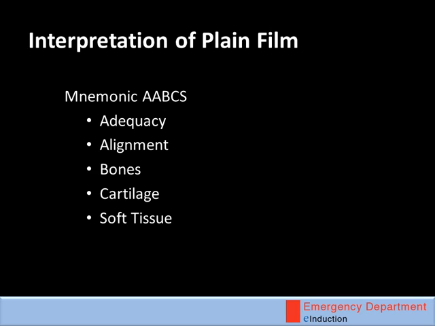Whenever I approach X-rays, I always like to have a system in the back of my mind. With C-spine images in particular, if you don't have a methodical approach, then you'll miss subtle findings which can have serious consequences. I like to use an AABCS approach. That's adequacy, alignment, bones, cartilage and soft tissues. This can be used to interpret most X-rays. We'll talk through these elements as we discuss interpretation further.